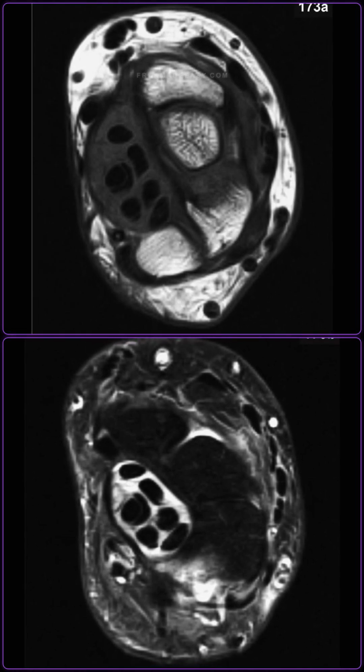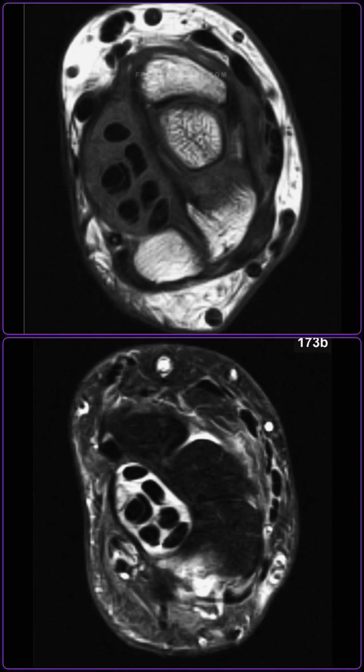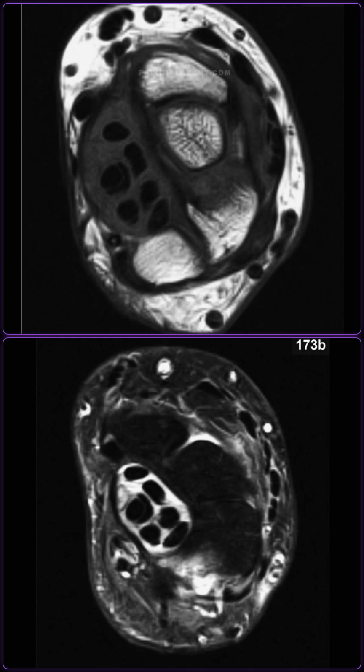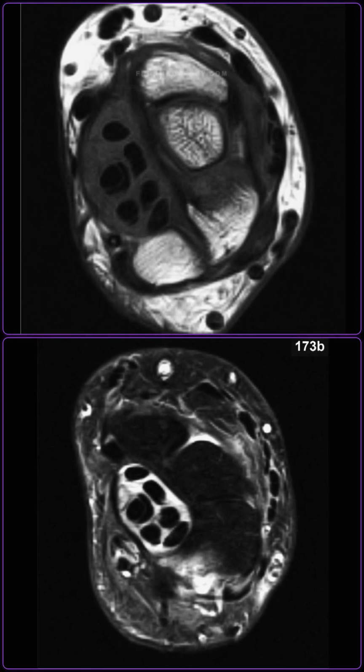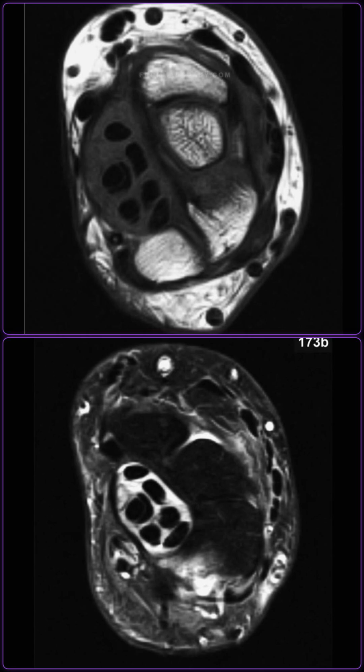High T2 signal fluid is seen surrounding the flexor tendons within the tunnel, consistent with flexor tenosynovitis. The axial T1-weighted image confirms flattening of the median nerve within the distal portion of the carpal tunnel. These findings are highly diagnostic of carpal tunnel syndrome.